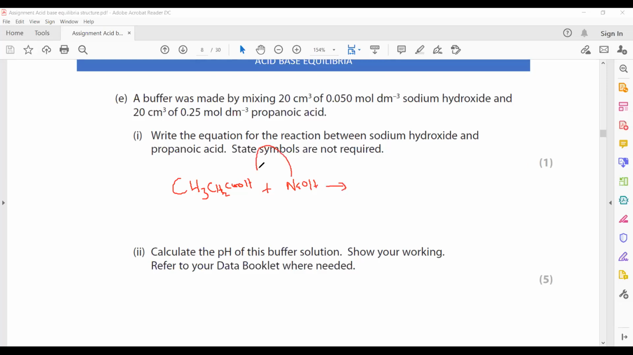So sodium will take the position of hydrogen. This will be CH3CH2COONa plus H2O. Now this is the equation. We need a buffer, and refer to your data booklet where needed, because you need the Ka for propanoic acid. That's why you need a data booklet.